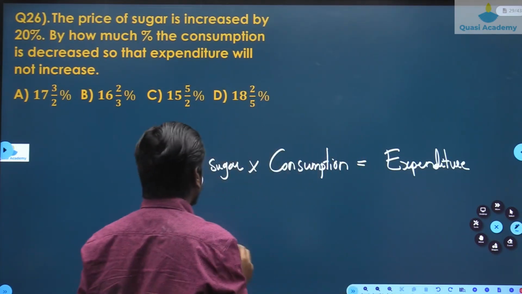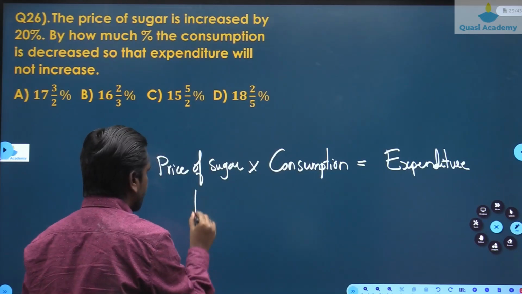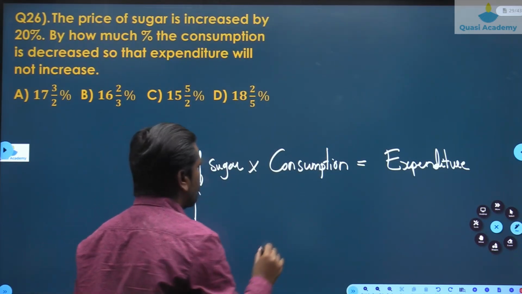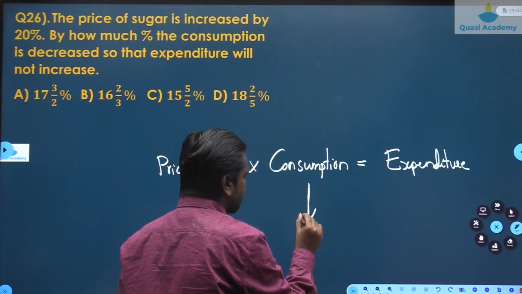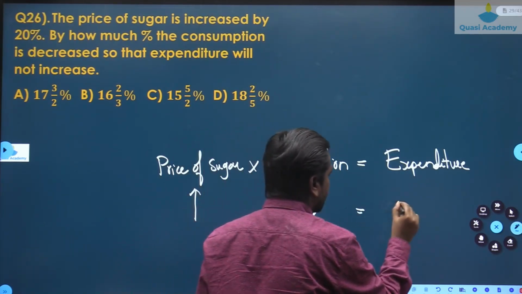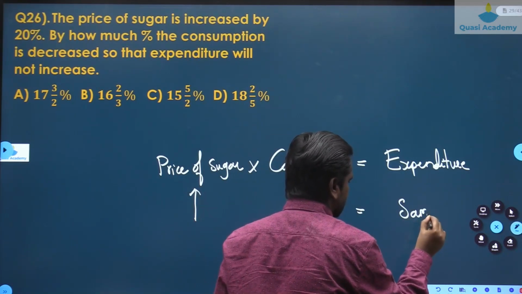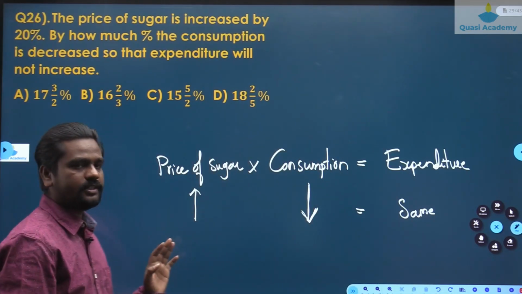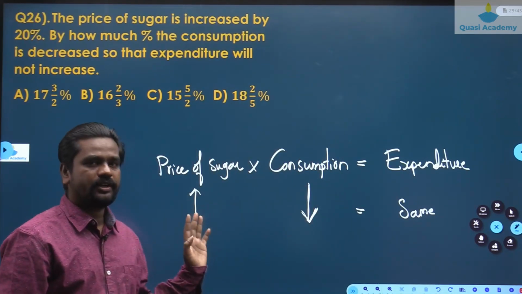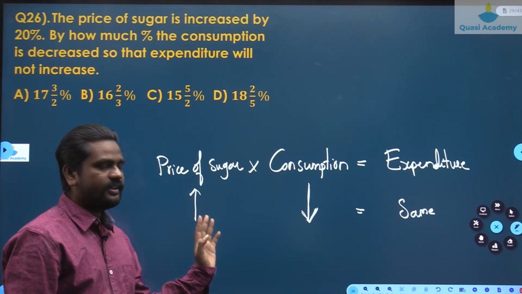Here the question is, the price of the sugar has been increased. Okay, so how much is the consumption decreased? How much percentage is the consumption decreased so that the expenditure remains the same, right? In the question what they have asked is, the price of the sugar has increased.